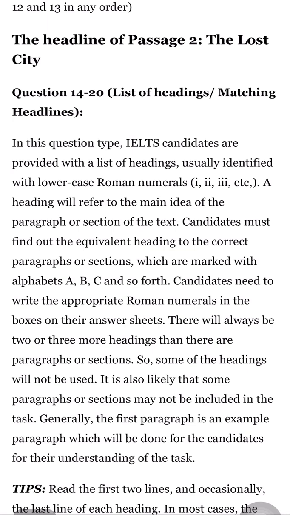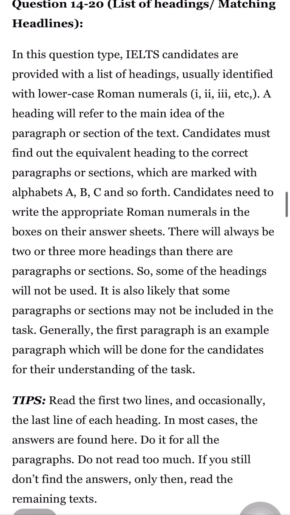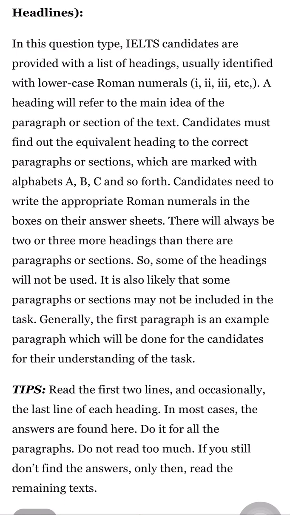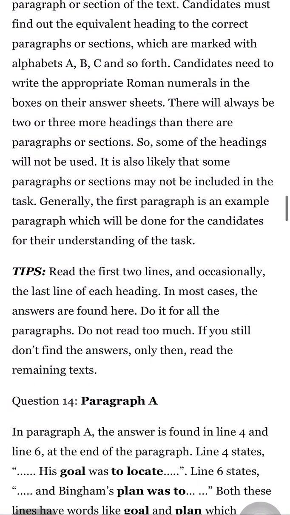Tips: read the first 2 lines, and occasionally, the last line of each heading. In most cases, the answers are found here. Do it for all the paragraphs. Do not read too much. If you still don't find the answers, only then, read the remaining texts.